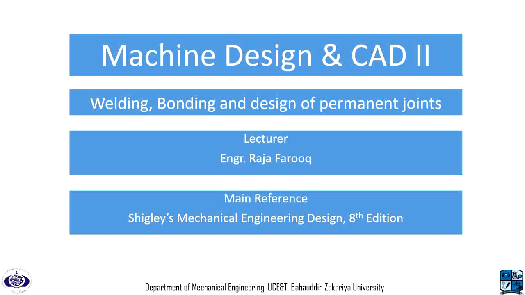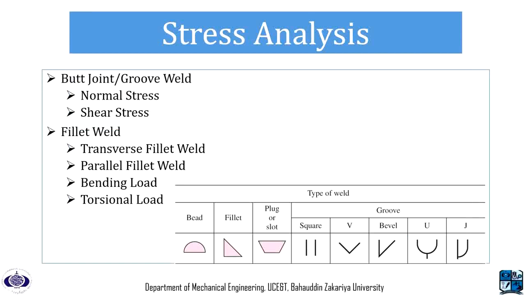And today we'll be studying chapter number 9, Welding, Bonding and Design of Permanent Joints from Shigley's Mechanical Engineering Design, 8th edition. In the previous slides, we learned about the weld symbol in detail, and now we are going to talk about the stress analysis of different weld types. Basically, we are going to talk about the stress analysis on a fillet weld and a groove weld or butt joint.